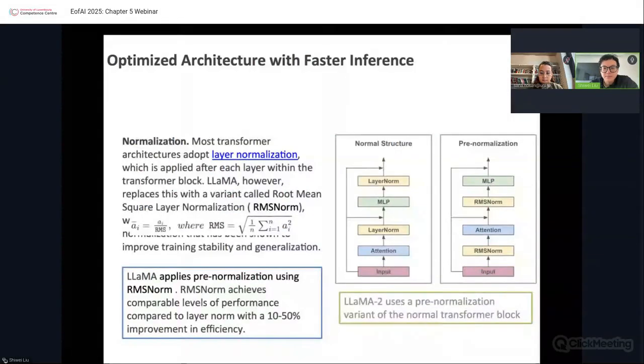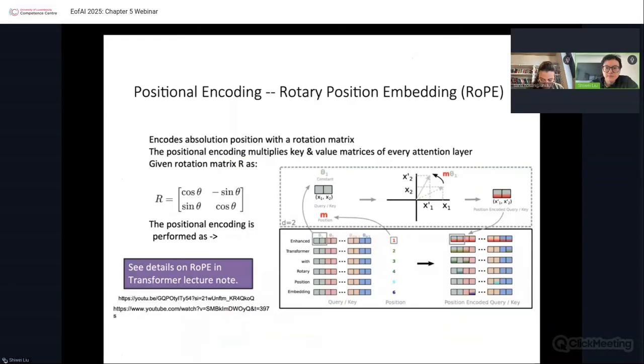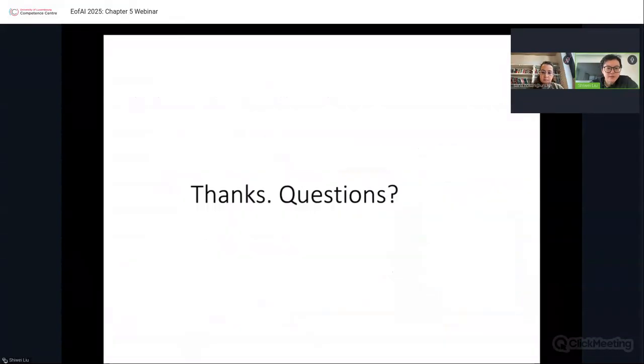And there's also some small tiny improvements here and there to make the model easier to train. Use positional encoding. Okay.